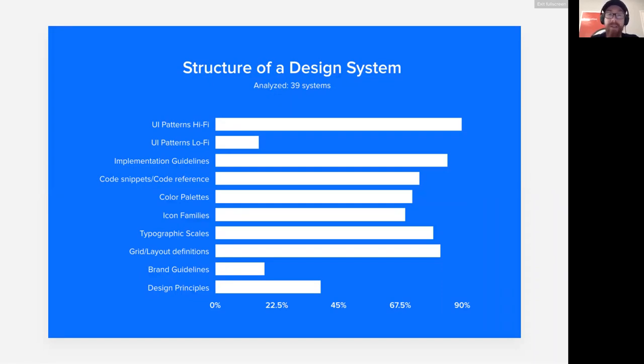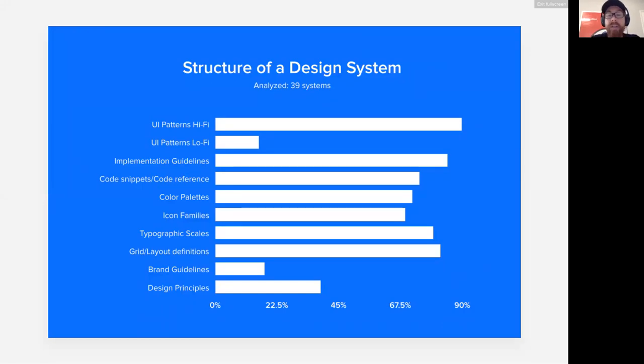That's pretty obvious. But these UI patterns typically go arm in arm with implementation guidelines, do's and don'ts, and development documentation, which can consist of references to particular components in code, references to classes used for styling, and descriptions of all the variants of a particular component, anything that's really necessary for a developer to do her job. And then color palettes, icon families, and typographic scales are typically seen in all design systems. Space definitions, so grid and layouts, are also very popular.